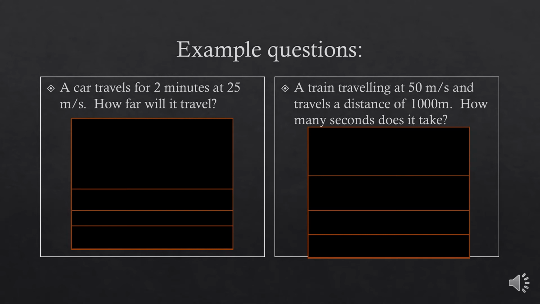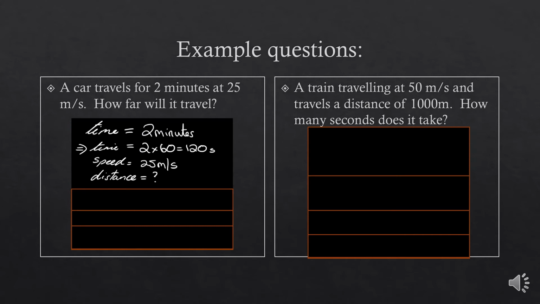So the first thing I do is the same as before. I write down what I know. But this time you note that when you write down the time, in the question it's 2 minutes, but I need that time in seconds. So what I have to do is convert 2 minutes to seconds. The way you do that is you times it by 60, as there are 60 seconds per minute. So that gives me 120 seconds.